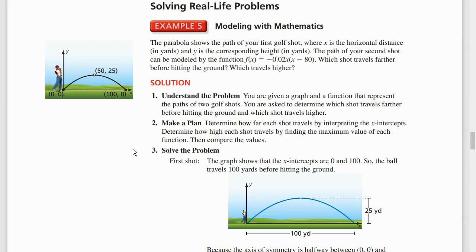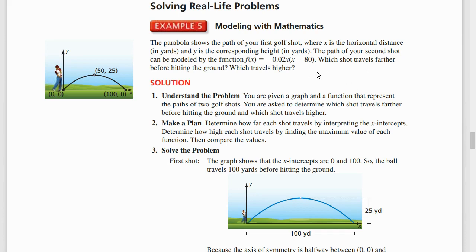And so I've got all my information, but here is the function, modeled. This is one function, and this is a second function, and they want to know which one goes higher. So I already know that this one reached a height of 25. Not so sure about this one. But here's what I do know just by looking at it. If I set this equal to 0, I would get 80. If I set this equal to 0, I would get 0. So this one travels 80.